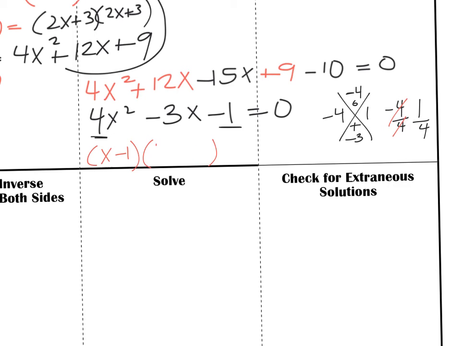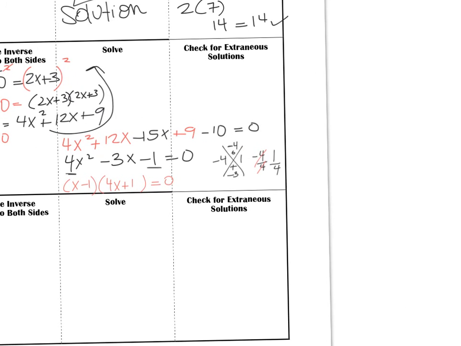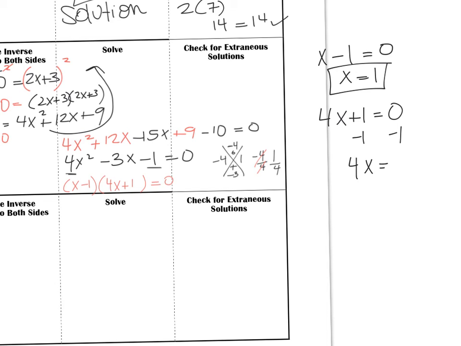Now, if you want to double check your work, you can always FOIL those two factors, and you should end up having 4x to the power 2 minus 3x minus 1. Now, once I factored this quadratic equation, I can set each factor equal to 0, and I can solve for x. So my first solution, according to this, is x equals 1. And my second solution, if I set the second factor equal to 0, then my second root would be -1/4. So I have two solutions, as you can see.